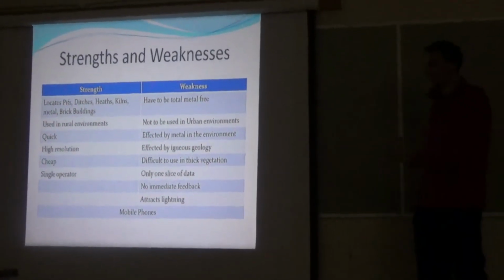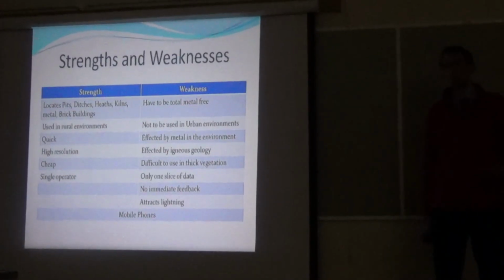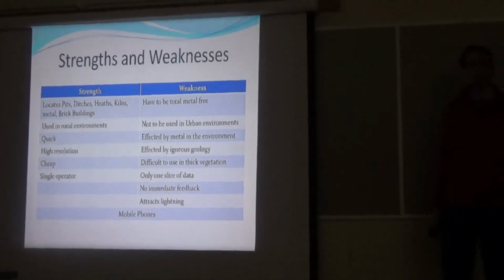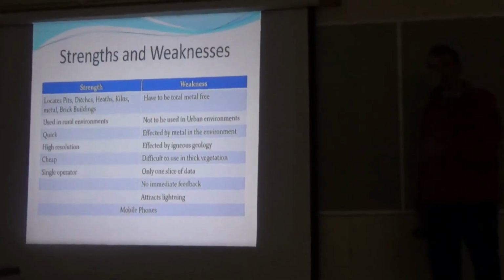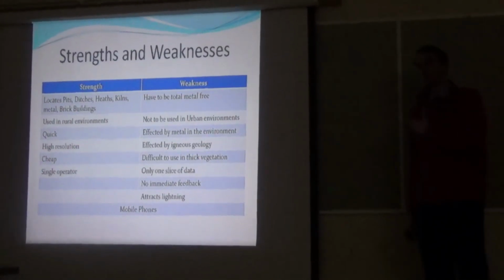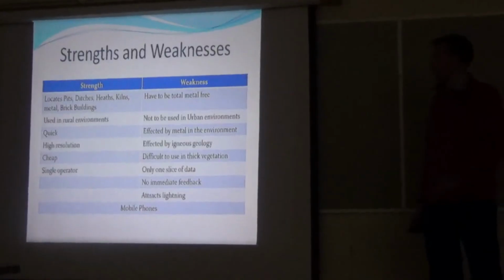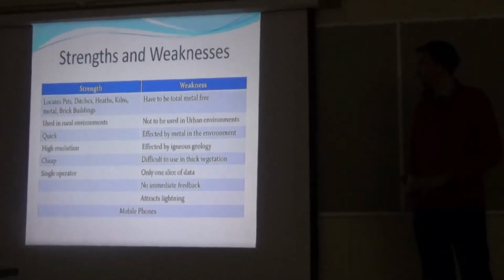And it's single operation. You only need one person if you're well practiced at magnetometry. Just walk up and down between posts. With resistivity, you need a minimum of two people to be able to do it because of the cable.